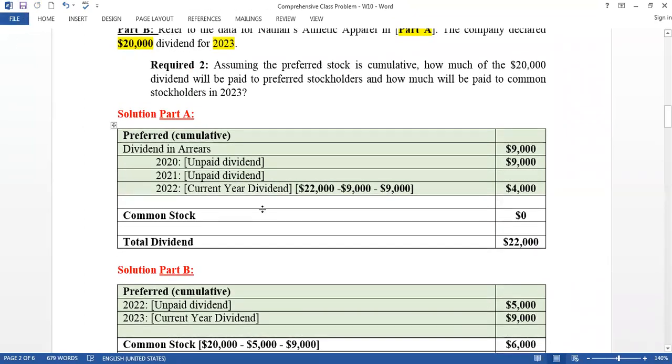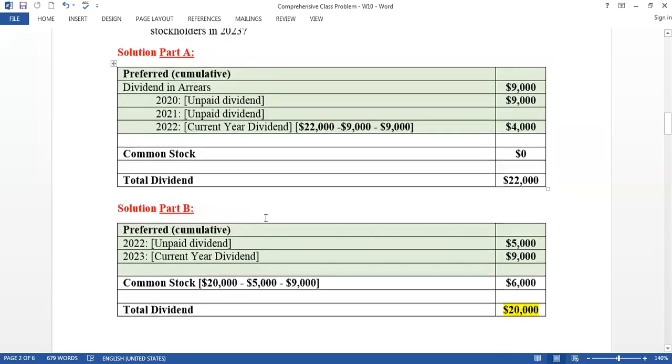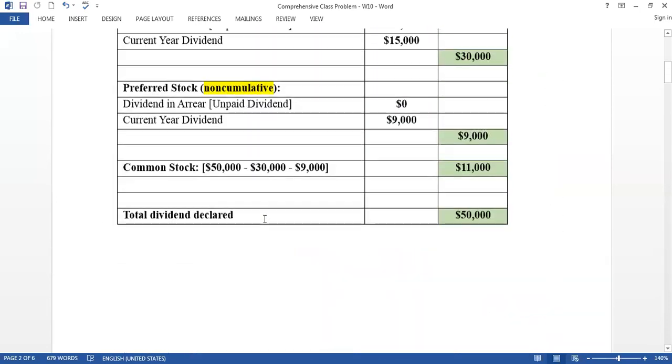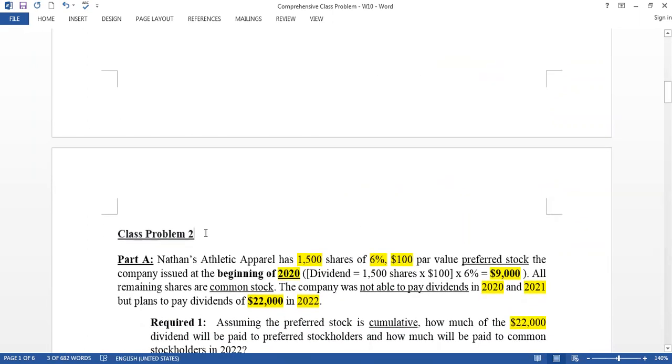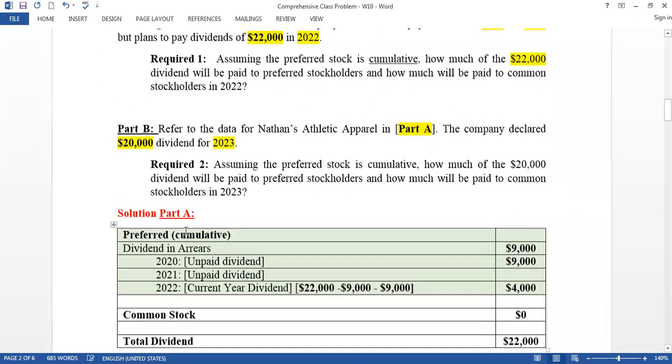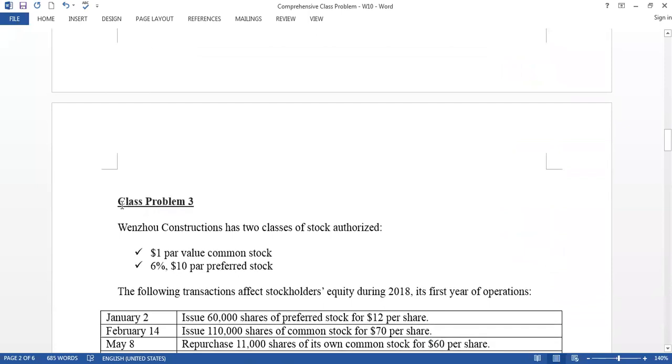So this is about question 2. Question 1 is about distribution of dividend. Question 2 is also about the distribution of dividend. Now question 3.